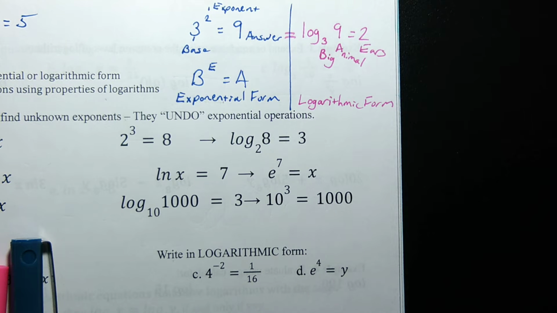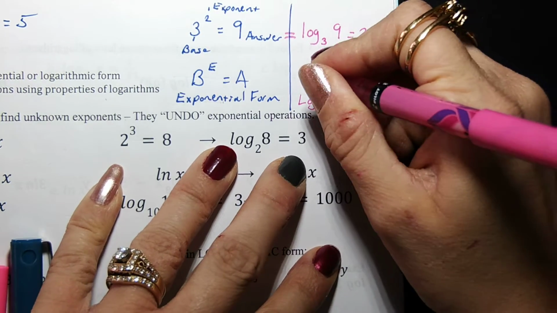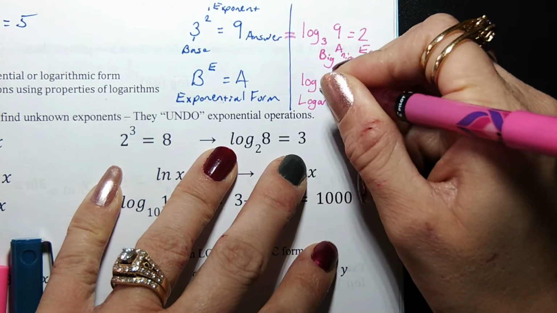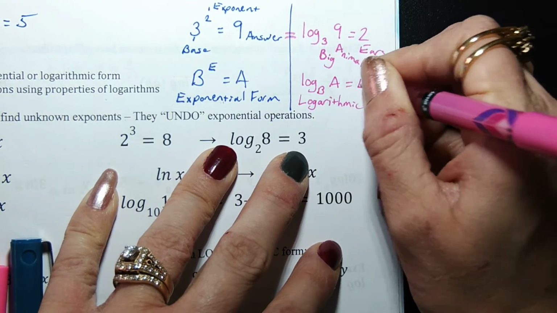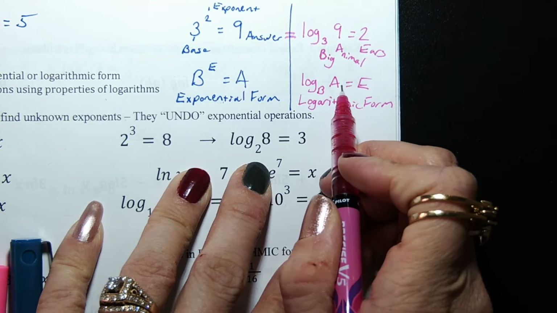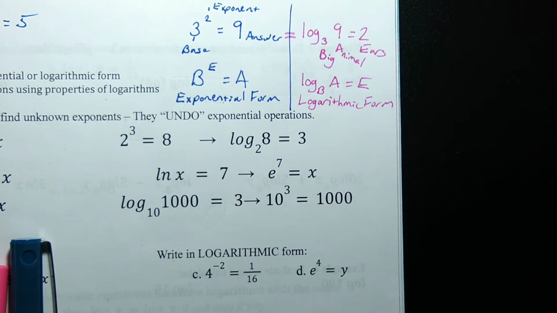So that is the order that my exponential stuff goes in when we write it in logarithmic form. So log, base, answer, exponent. Big animal ears.